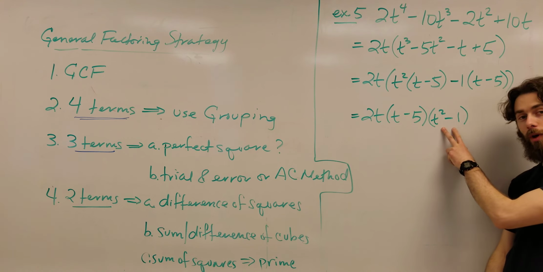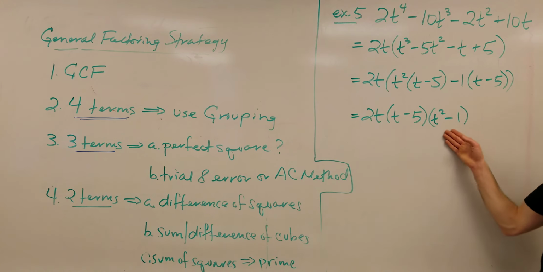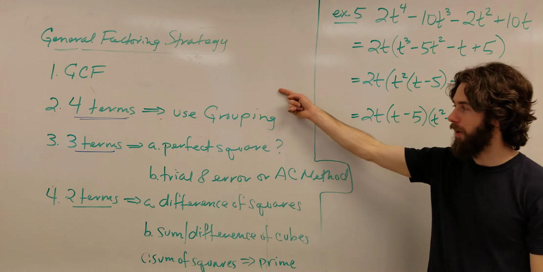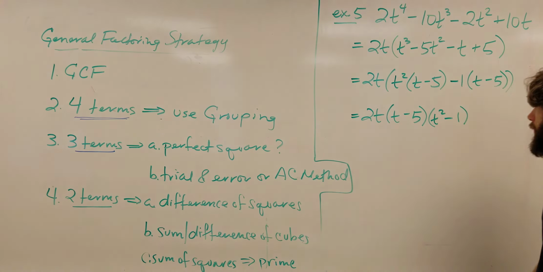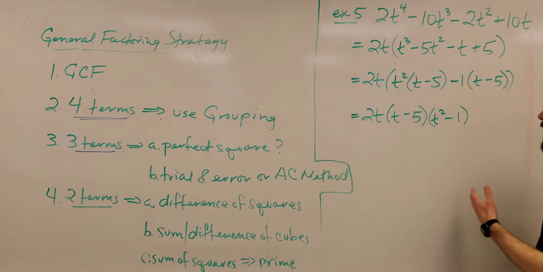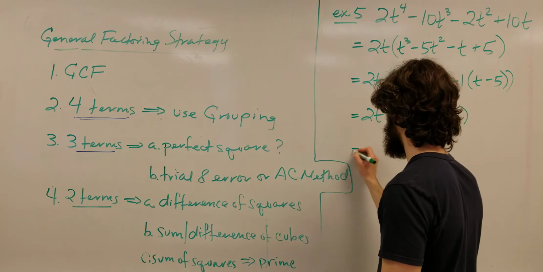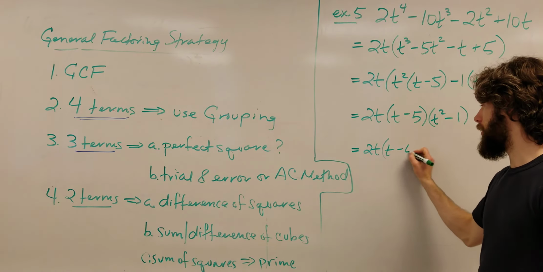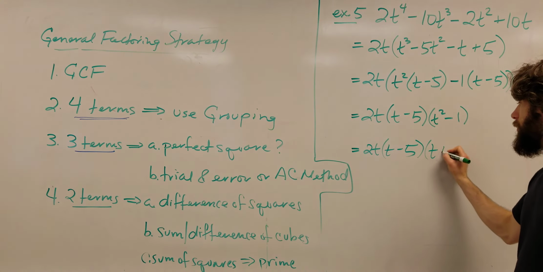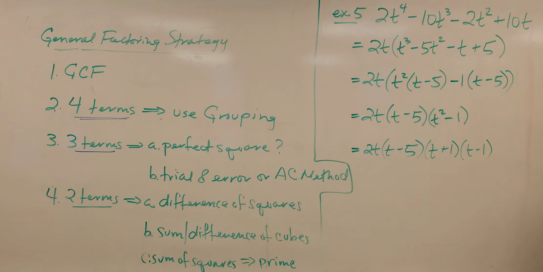But t squared minus 1, that's a difference of squares. So that's the point where we go back, we look at this factor and we say, okay, which option do we have? Where we have a difference of squares. So t squared minus 1, we now need to factor into t plus 1 times t minus 1. So we have 2t times t minus 5 times t plus 1 times t minus 1. That's our complete factorization.